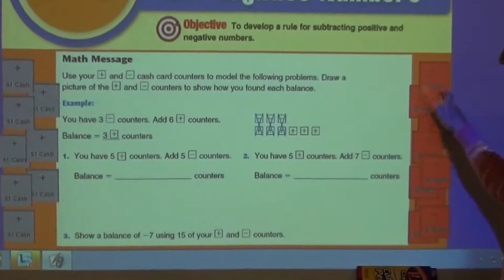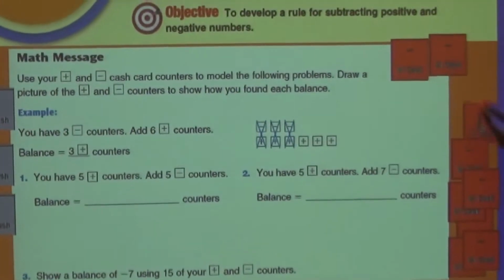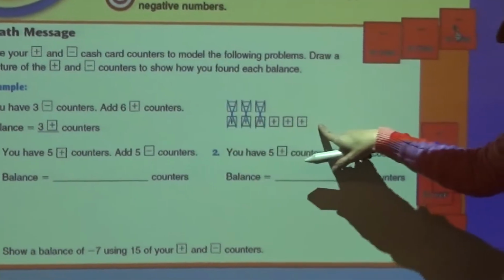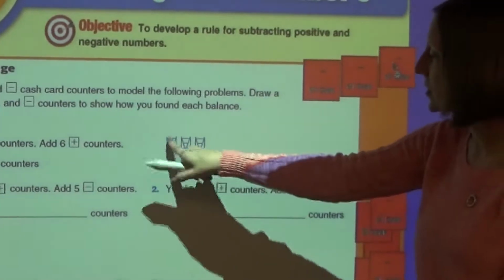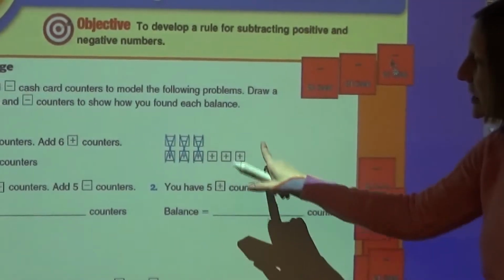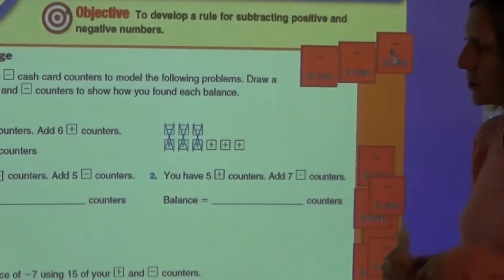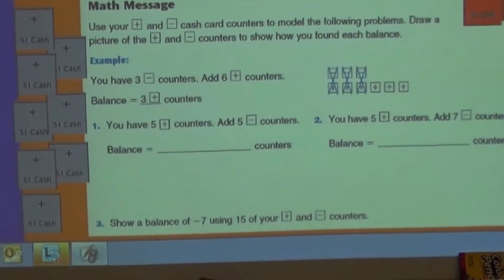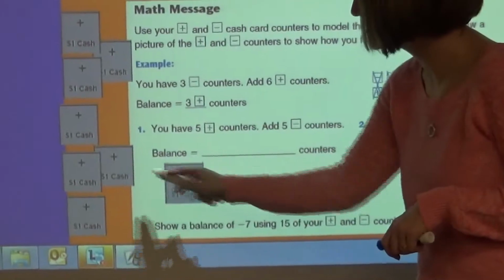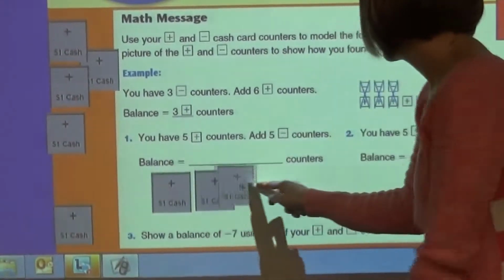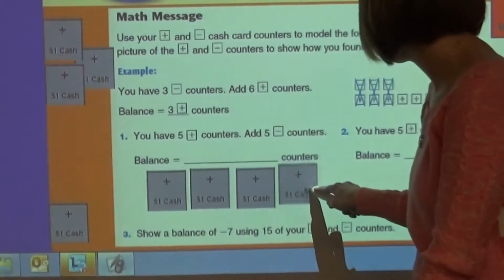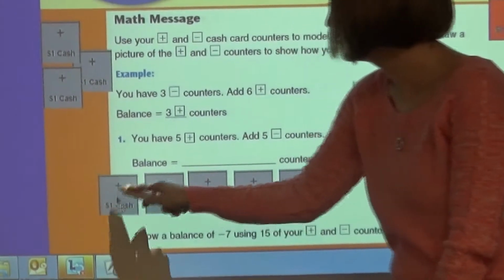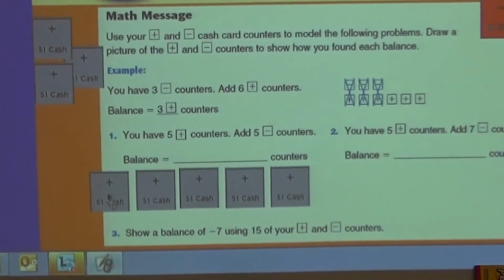Okay, so they started off with their 3 negatives, and then you can see that they lined up their positives right underneath of it. That's really helpful for showing the ones that would cancel out. And then we can tell that there are 3 positives left over. So if we use that same strategy for number 1, you have 5 positive counters. So 1, 2, 3, 4, 5. And I'm going to add 5 negative counters.